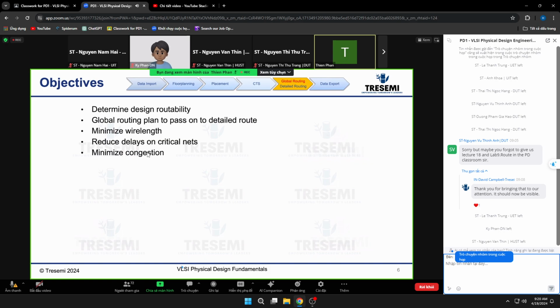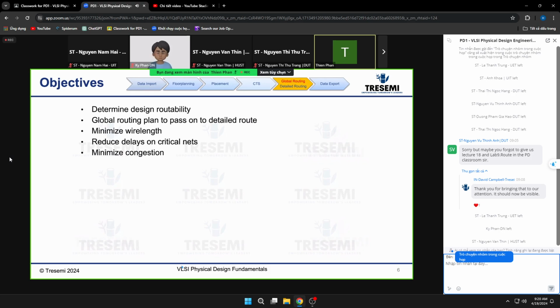On top of that objective, we have to do the PPA again. So we try to minimize the wire length, reduce power, and reduce the delay on critical nets. That's performance. And of course, reduce the congestion. We must increase our chance to route the design cleanly.